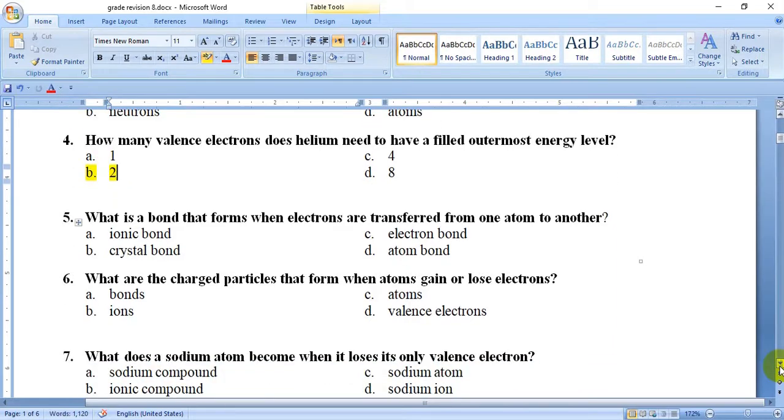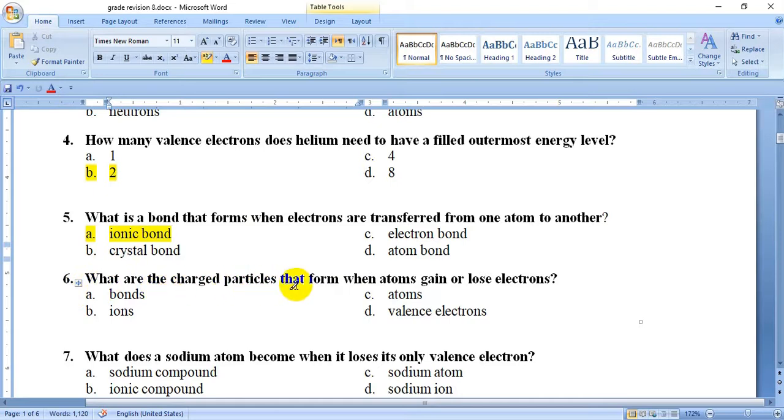Question 5. What is a bond that forms when electrons are transferred from one atom to another? Transferred here means that one atom loses the electron and the other atom gains the electron. This kind of bond, we call it ionic bonds.